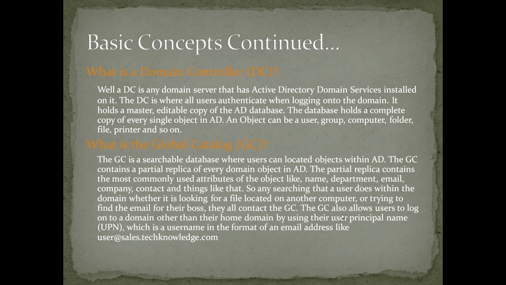So down here, the global catalog server also allows the users to log on to a domain other than their home domain by using the user principal name. So UPN is just a username in the format of an email address. So down here I have a little example, users@sales.technology.com. We'll get into the UPNs.